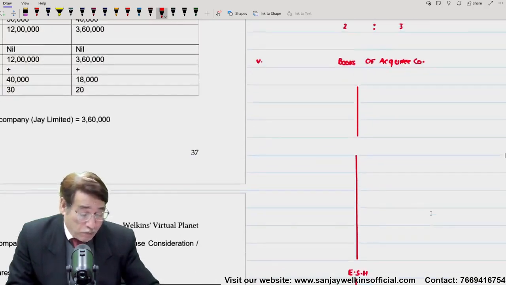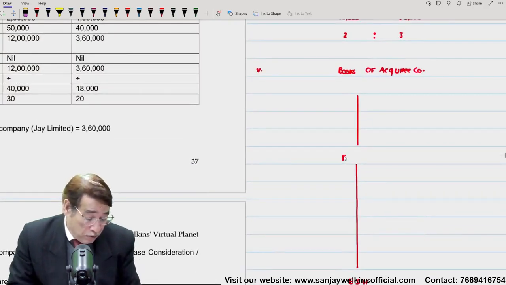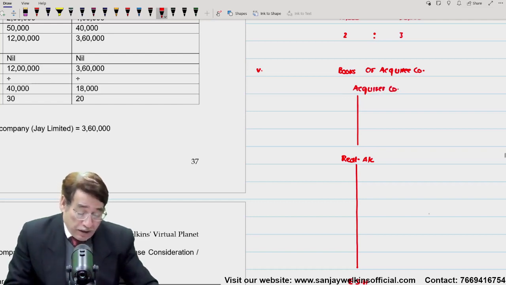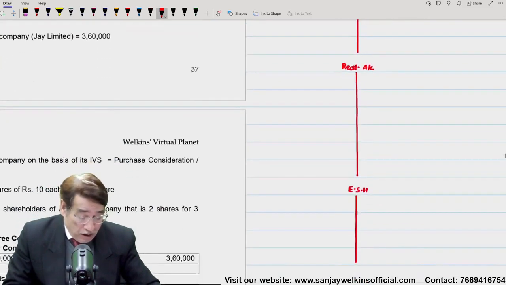I am going to prepare the realization account and I am going to prepare the acquirer company's account. Acquirer is K Limited. Acquirer company account, correct?